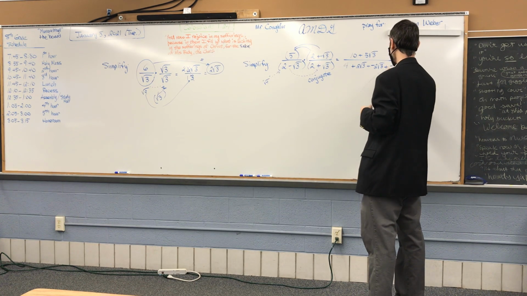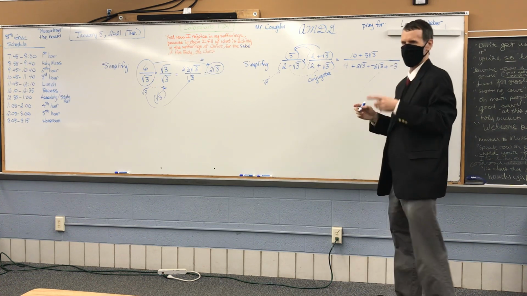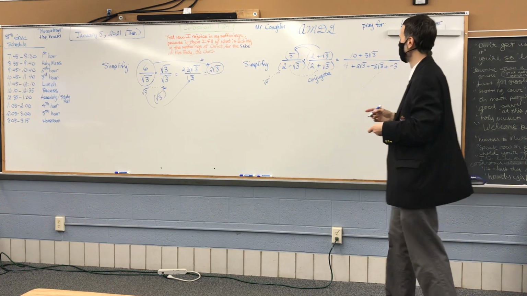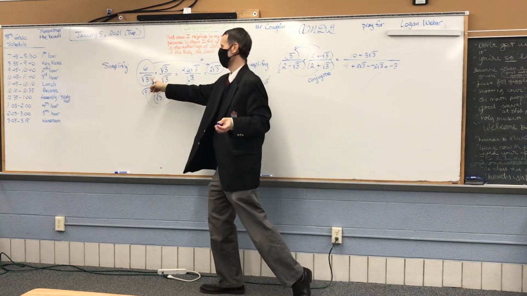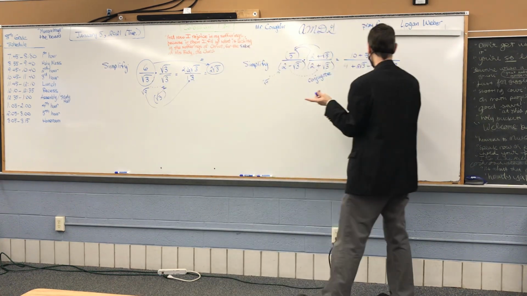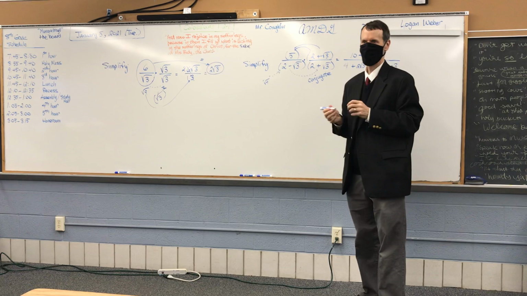Why is it regular 3? Because radical 3 times radical 3 makes it 3. Yeah, same reason as over here. Radical 3 times radical 3 cancels to make regular 3. So take over, Elijah.